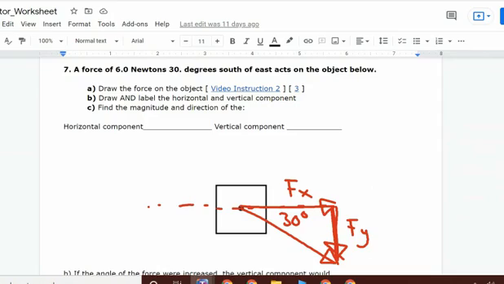Let's get Regents ready for this picture. What great vector drawers here. I think we're going to get almost hundreds on every quiz, because all I see is good work. All right, let's go, girls. Could you label your force? Let's call it 6.0 newtons.